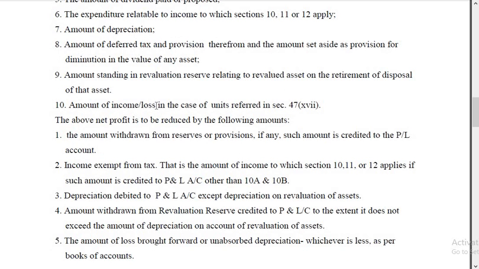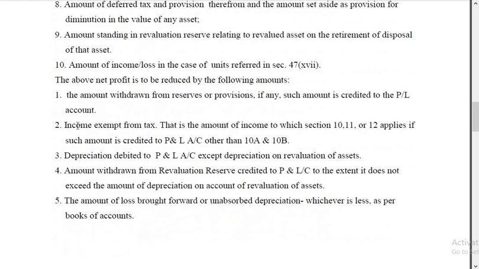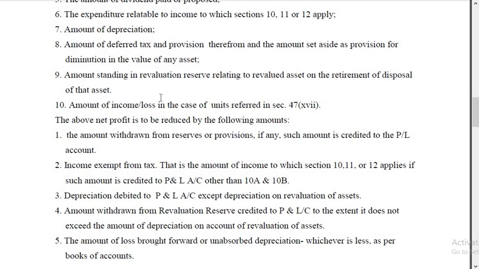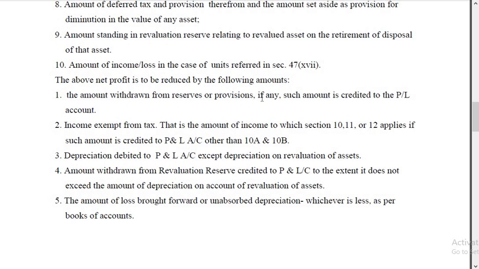Amount of income or loss in the case of units referred to in section 47, subsection 12. Next, these are the amounts we added to net profit in order to calculate the book profit. Now, what are the items to be deducted?